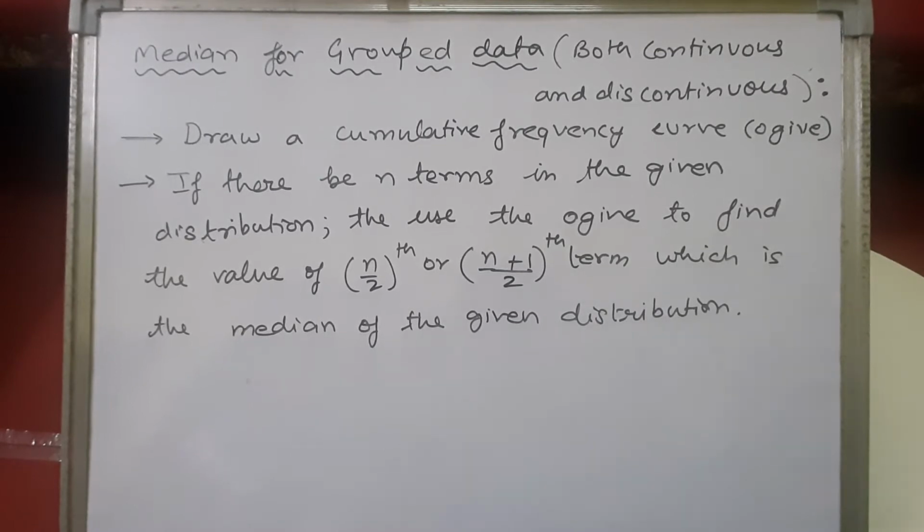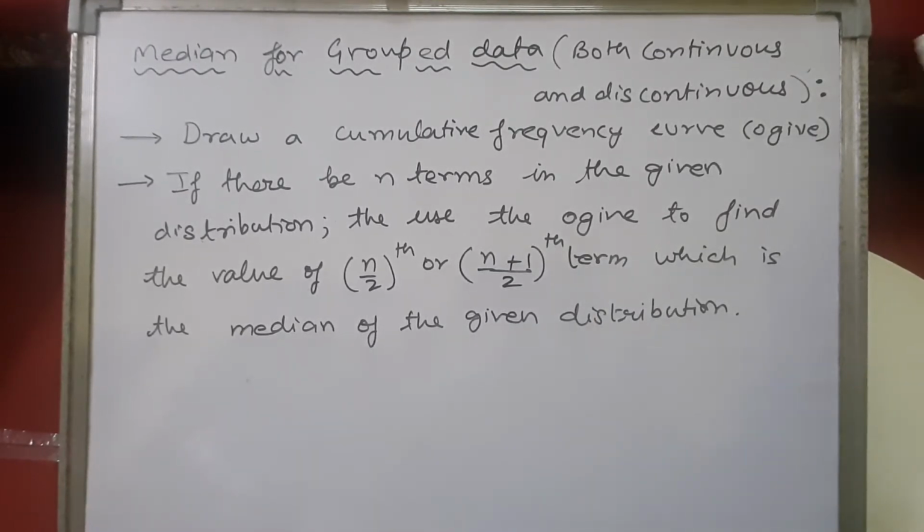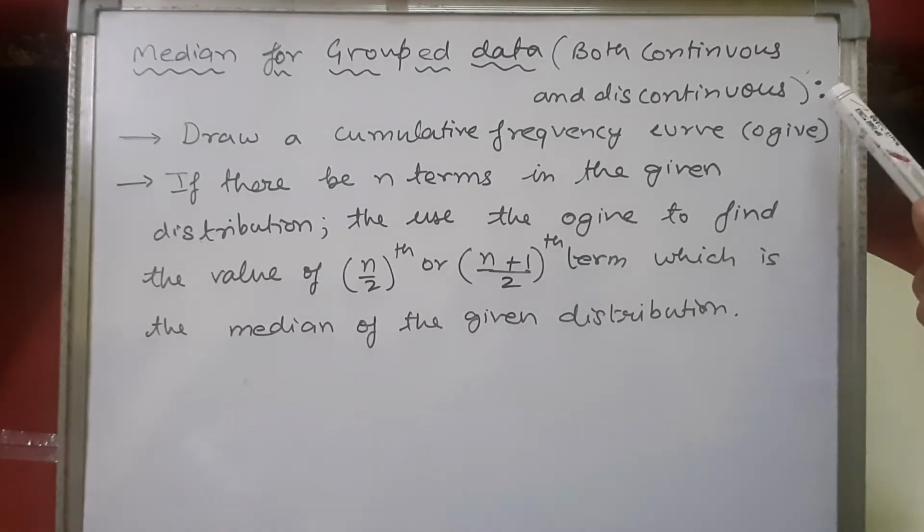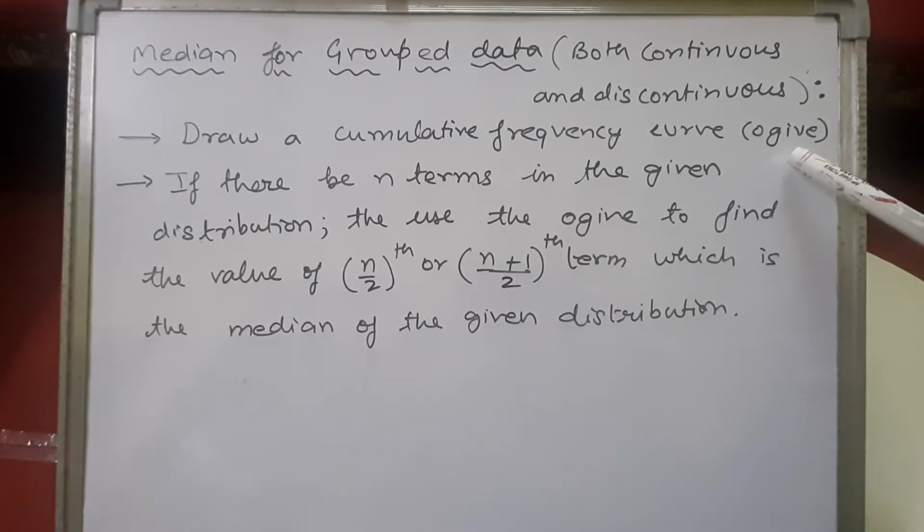Children, next we'll see how to calculate the median of the group data. So here we'll calculate the median of the group data for both continuous data and discontinuous data, right? Whenever group data is given and we have to calculate the median, the first thing that we are going to do is draw the cumulative frequency curve, or what we call the frequency ogive. And the second step, after drawing the cumulative frequency curve: if there are n terms in the given distribution, we use the ogive to find the value of the n by 2th term or the (n plus 1) by 2th term.